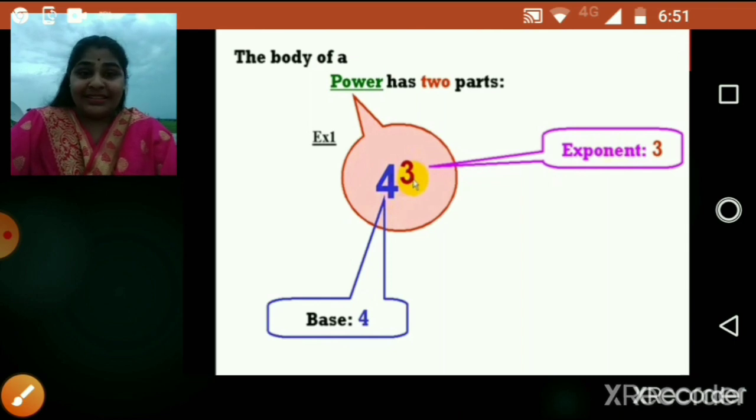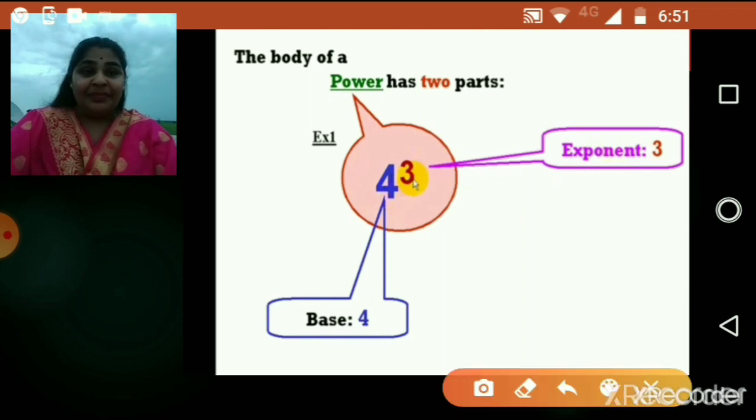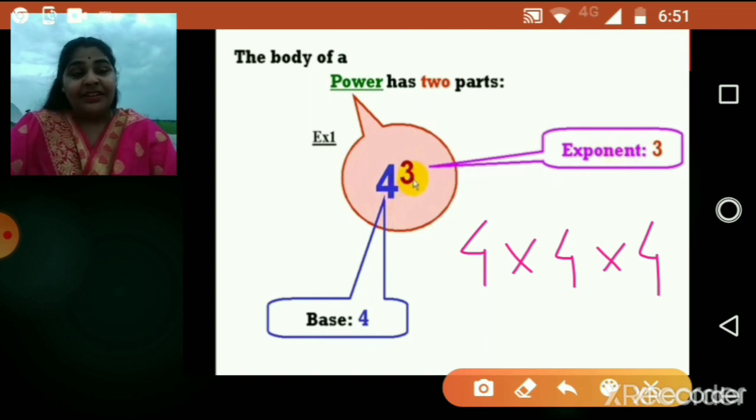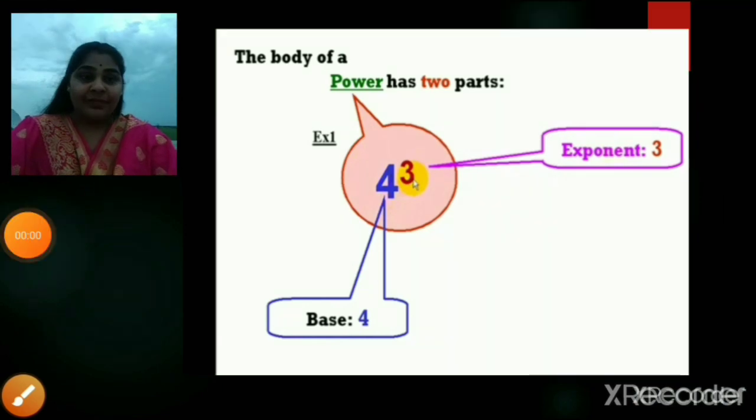And what does this mean, 4 raised to 3? That is 4 multiplied by 4 multiplied by 4. That is, the base is multiplied to itself the number of times of the exponent, right? So this we have already seen, children.